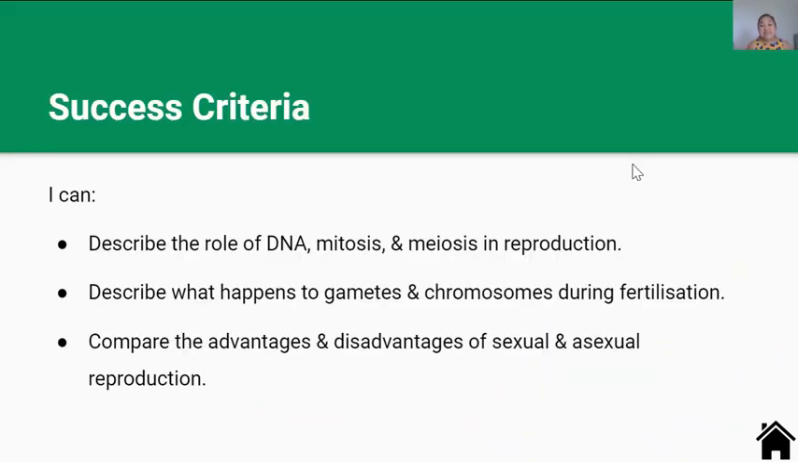So you've reached the end of the lesson. By now you should be able to describe the role of DNA, mitosis, and meiosis in reproduction. You should also be able to describe what happens to gametes and chromosomes during fertilization, and be able to compare the advantages and disadvantages of sexual and asexual reproduction.